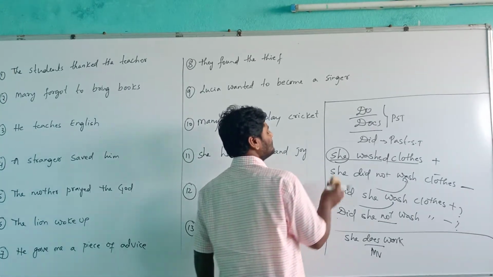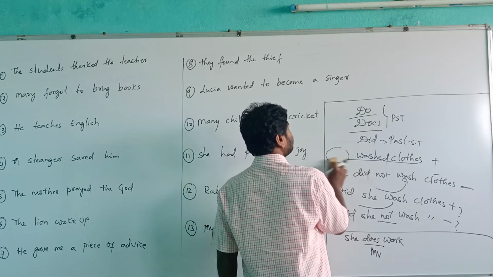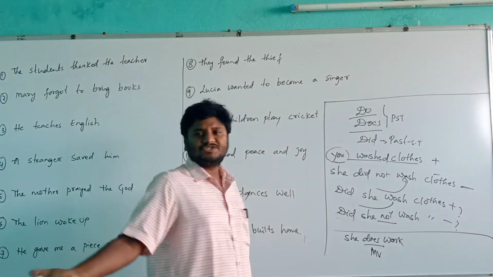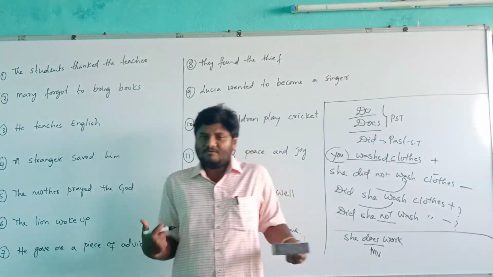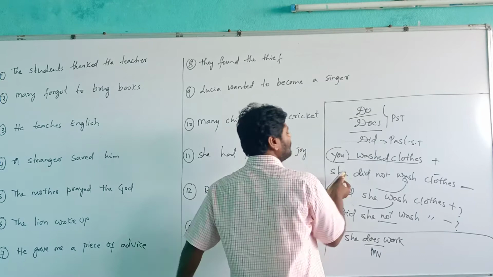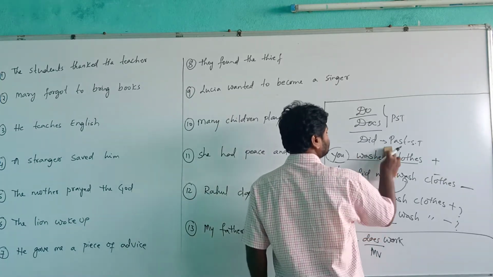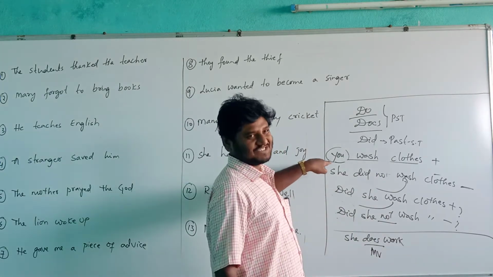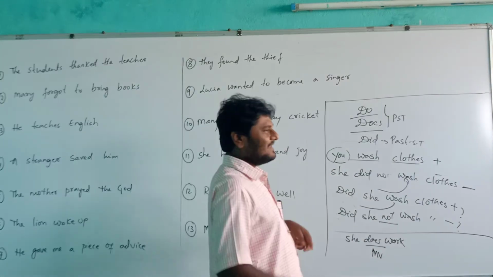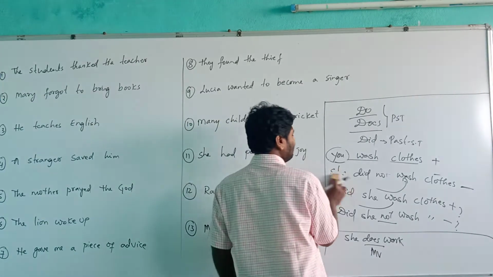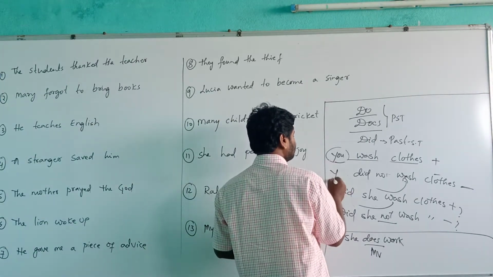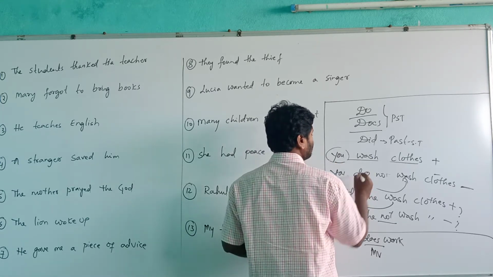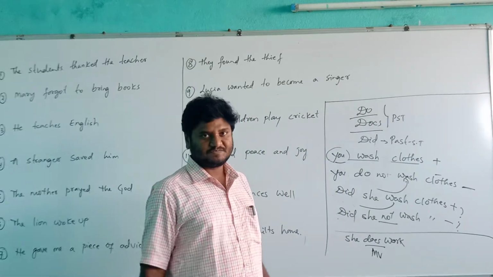Okay, now if I change the subject, assume that now the subject is you. You wash clothes, she washed clothes, they washed clothes, I washed clothes. If I have you wash clothes, not washed, only wash, then I have a plural subject. Now the subject is plural. So when I have the plural subject, then here I can use do not. You do not wash.